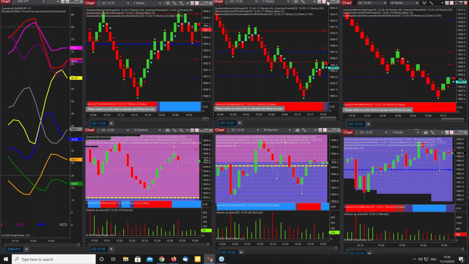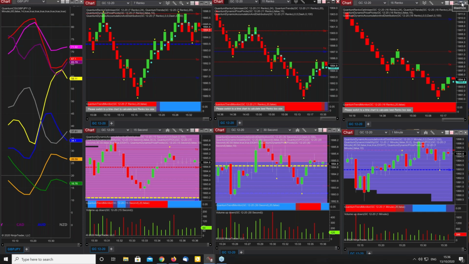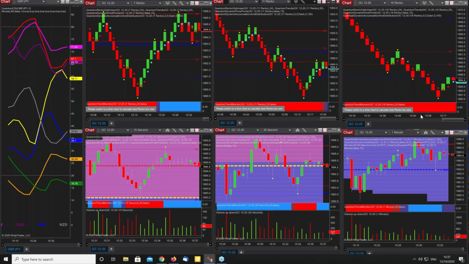Now, what you're seeing over here is the 30-second. You're just starting to see that flicker of a change coming in here. The trend dots have already changed, which is what you expect to see anyway. But the trend monitor is now starting to indicate that potentially we are seeing a flattening of that trend, a weakening of the bearish trend, and the possibility of a reversal into a bullish trend.